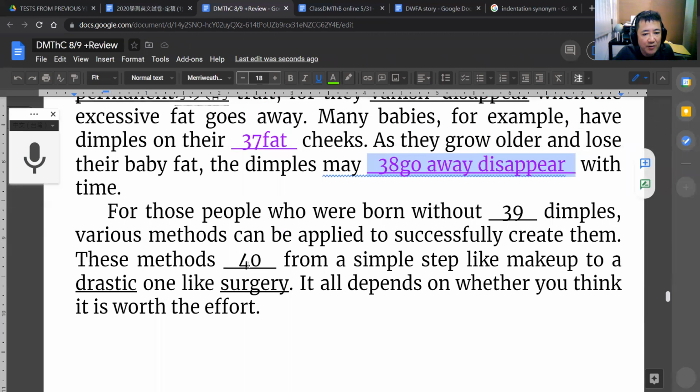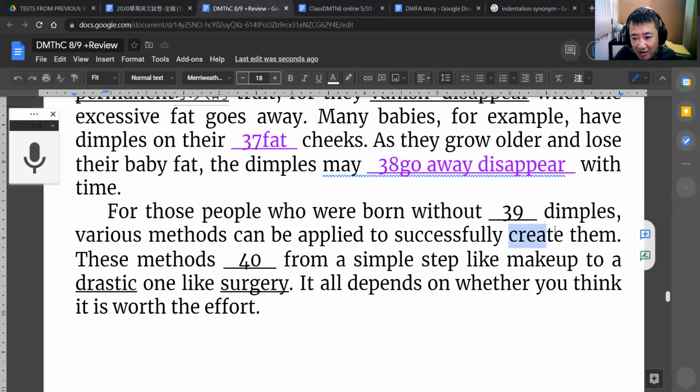For those people who were born without dimples. If you are born with dimples, then those dimples are what kind of dimples? We don't know. Let's keep on reading, okay? For those people who were born without dimples, various methods can be applied to successfully create them. Oh, if you're born without dimples, then you can make the 人造 dimples, right? I don't know why people want to do that, but right. So if you're born without dimples, you can make them, create fake ones, okay, man-made ones, right?